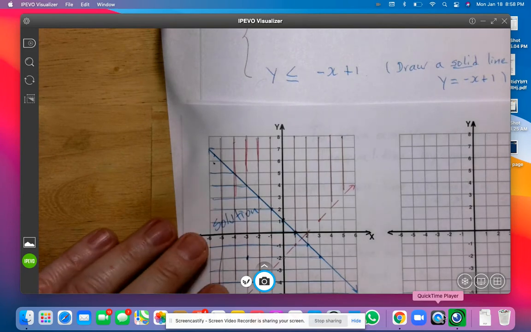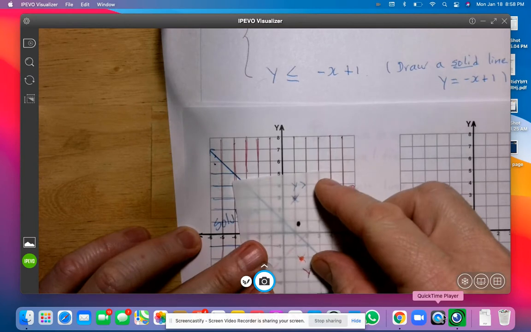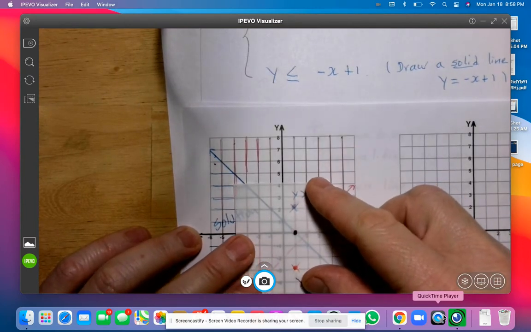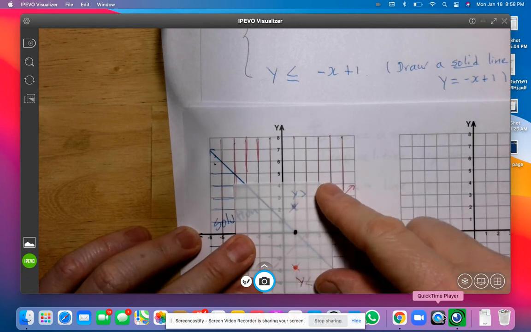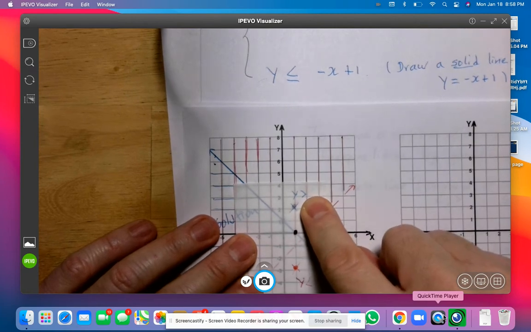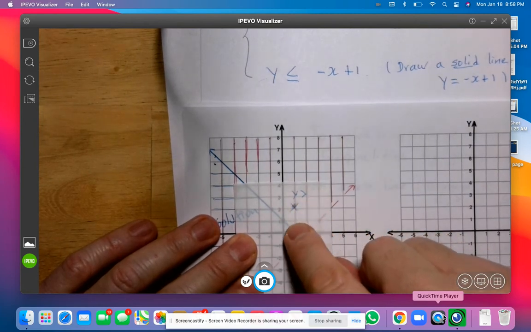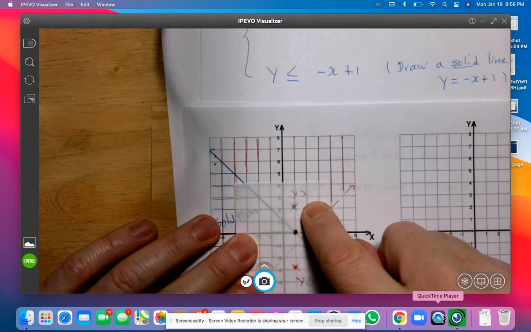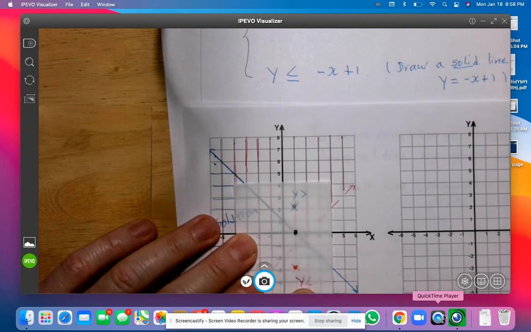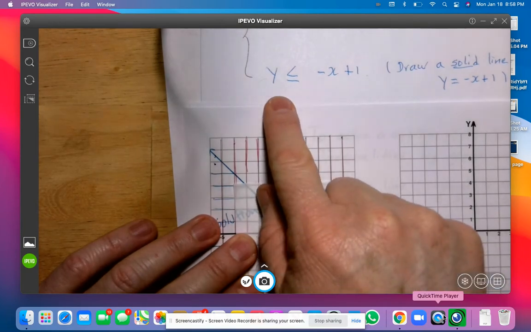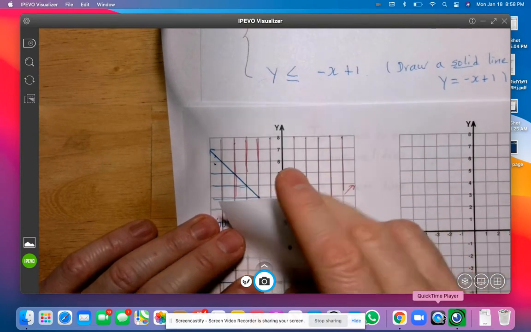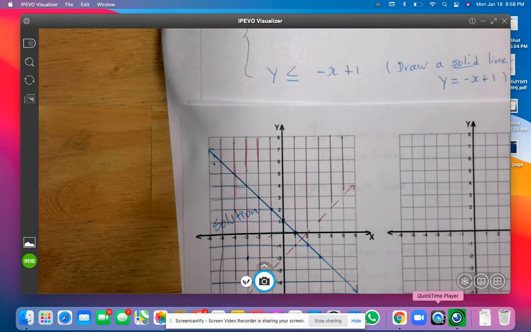Sometimes when you have to decide which region to shade in, I recommend you use a paper like this and put the middle point on the line that you are drawing, and you can easily see that in this case, if my inequality said y greater than, I would have to shade in above the line. Whereas if I had y less than, you can see that right here, then I'm gonna shade in below the line. So that's kind of a rule of thumb that we use.